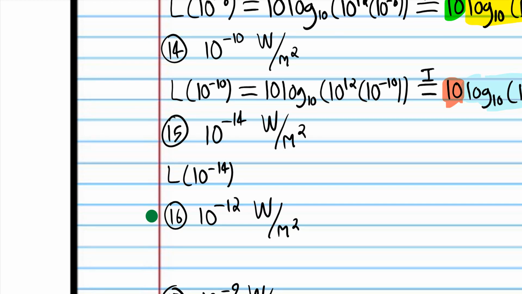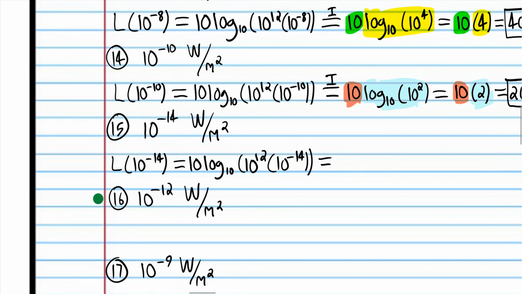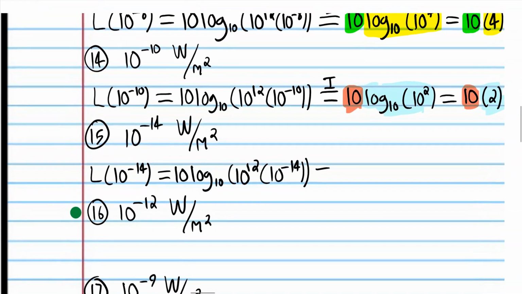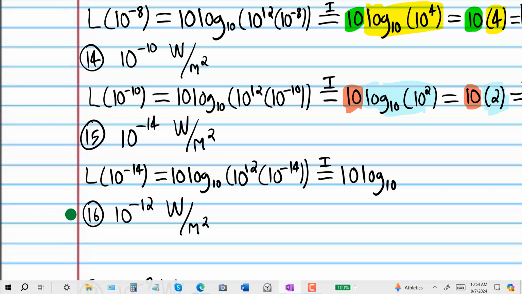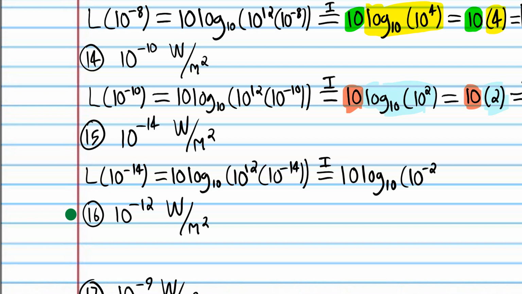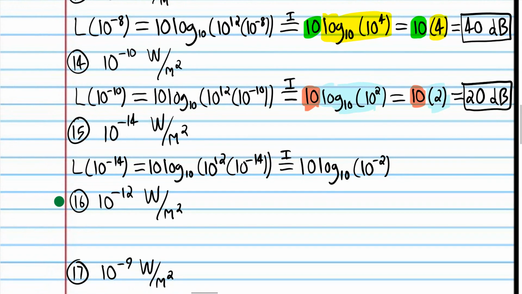So we're plugging in 10 to the negative 14th into our function. And our function is a log base 10 function. We always have 10 to the 12th multiplied by whatever the intensity of the sound is. We're going to use exponent rule number 1 because we're multiplying the powers. So 10 to the 12th times 10 to the negative 14th is 10 to the negative 2 power. We just add the exponents.